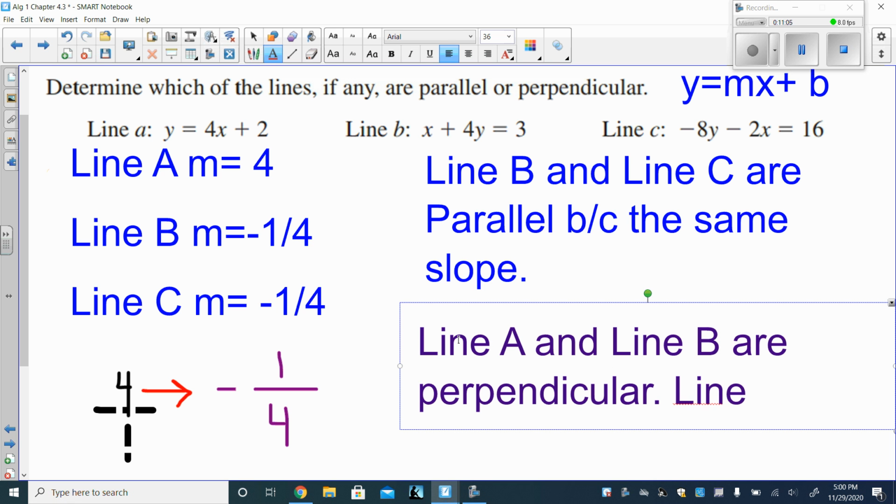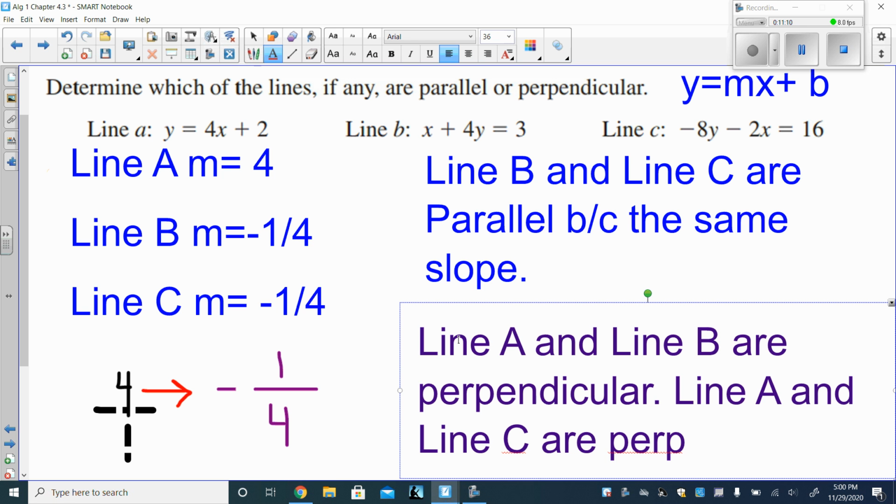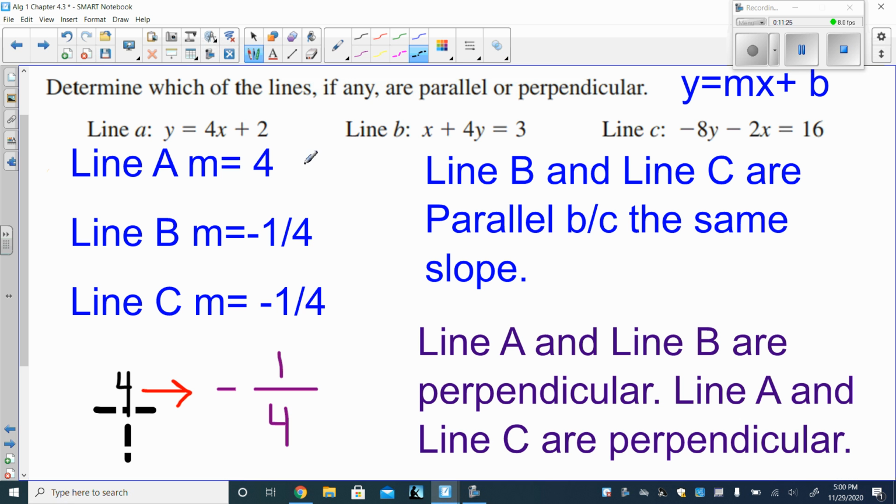It also means that line A and line C are perpendicular. It works out that they are perpendicular to each other. Line A is not only perpendicular to line B, but line A is also perpendicular to line C because those slopes are opposite reciprocals. Since these two are opposite reciprocals, they're perpendicular. And since these two are opposite reciprocals, they are perpendicular as well because of our slopes being opposite reciprocals. And that's it. That's all we have to do for this here.